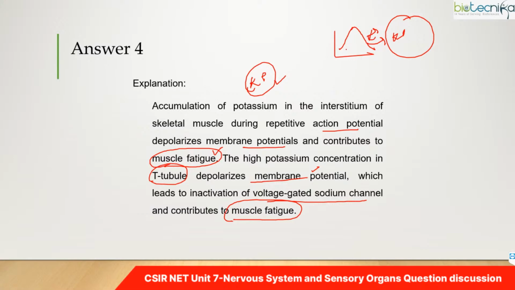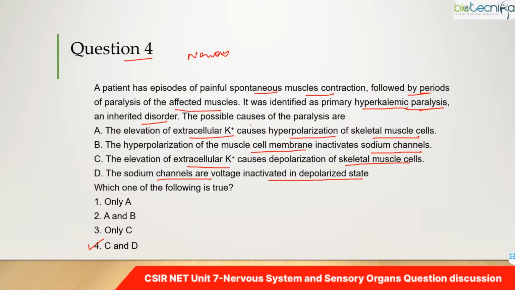So when depolarization occurs because of too much concentration of potassium outside, the inactivation of sodium channels will take place. The sodium channels are in the inactivated state. They will not be able to return back to the resting state. So that is why there will be muscle fatigue that takes place over here. That is the right reason why the hyperkalemic paralysis occurs.